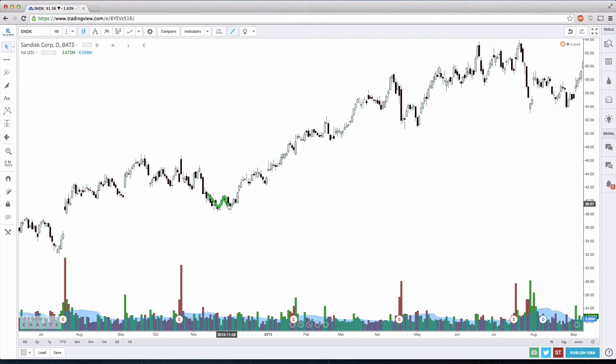Here's another double bottom pattern right there. There's the entry. Here's another double bottom pattern right there, and there's the entry.